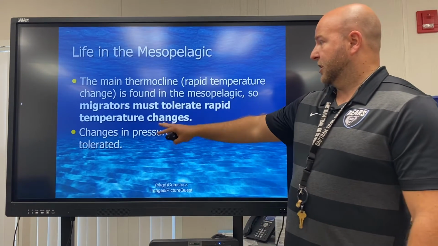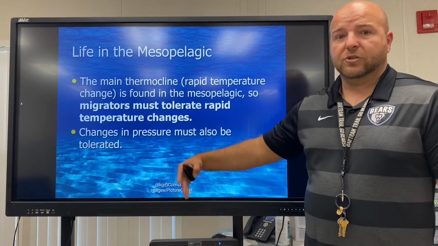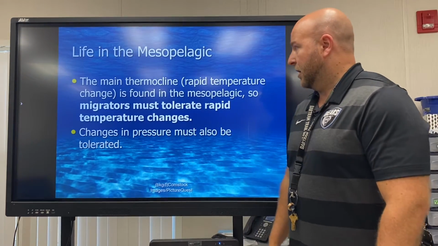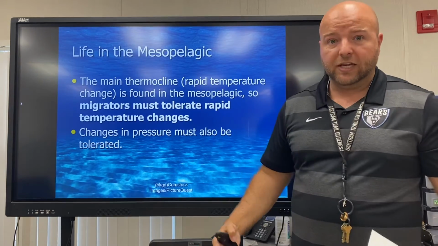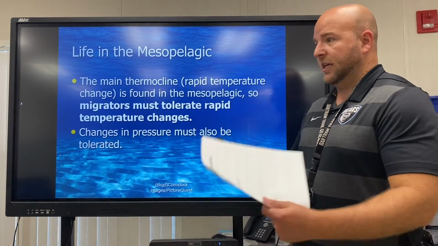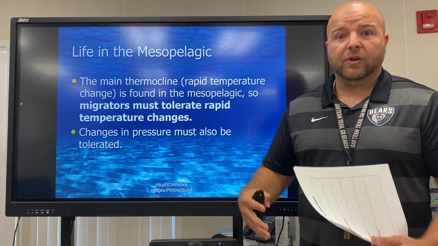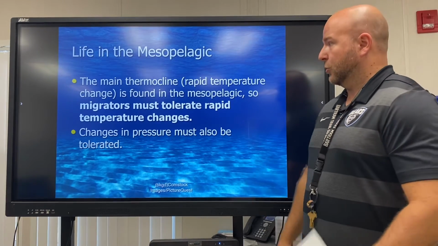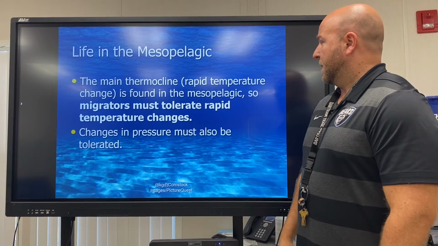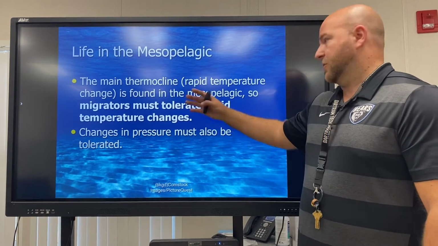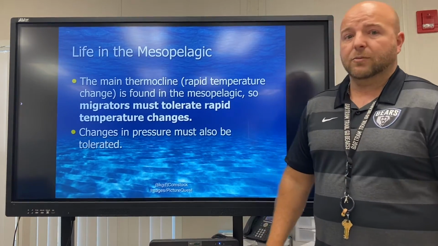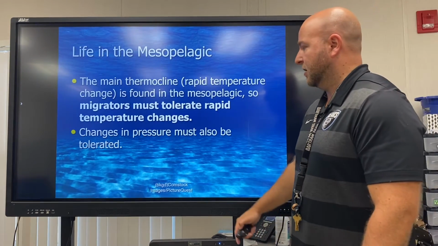These migrators need to tolerate a rapid temperature change. The mesopelagic is where our main thermocline is, which is a rapid temperature change. As you get deeper and you don't have that sunlight warming it, it very quickly gets colder and colder. So these animals that are migrating from one zone to the other need to be able to tolerate that temperature change. It's a very special adaptation.